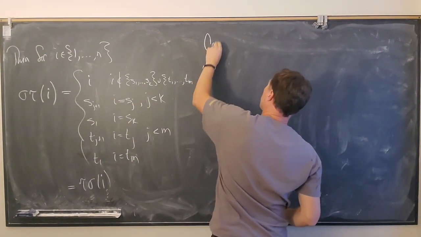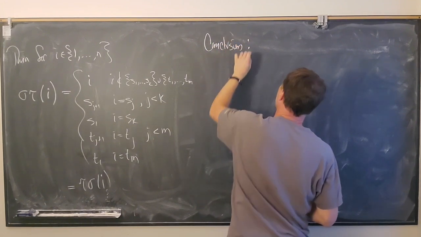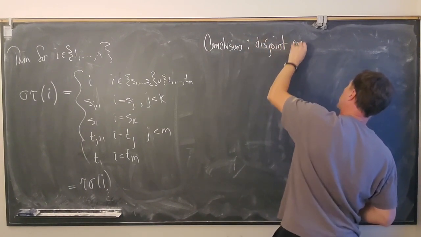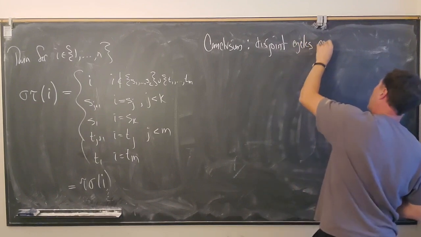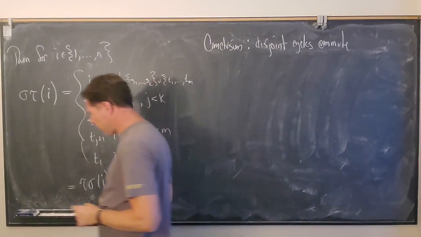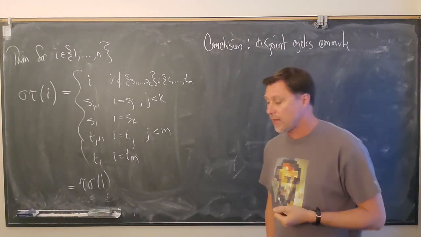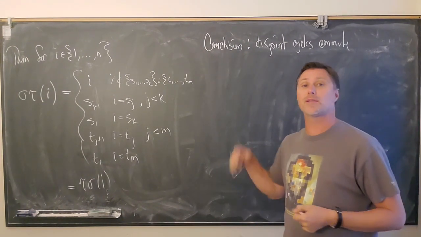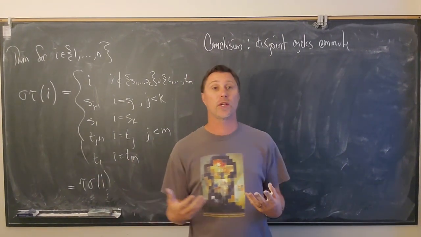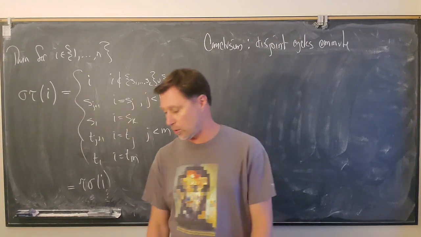So conclusion: disjoint cycles commute. So what that means, in general, if you think about composition of functions, composition is not a commutative operation. In the symmetric group, if you choose a sigma and a tau at random and you compute sigma of tau and then tau of sigma, you're going to get two different answers. But in the case that you have cycles that are disjoint, then it turns out that they commute.